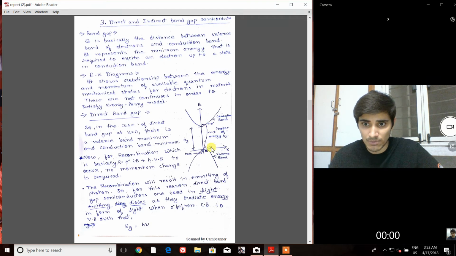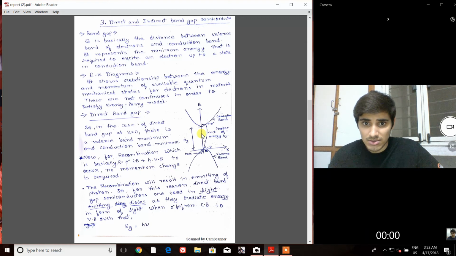Now when a recombination occurs, that is when an electron combines with a hole of the valence band, a momentum change is not required, so it will directly go from here to here and the value of k will remain the same. So there will be no change in momentum. In a direct band gap semiconductor, no momentum change is required.